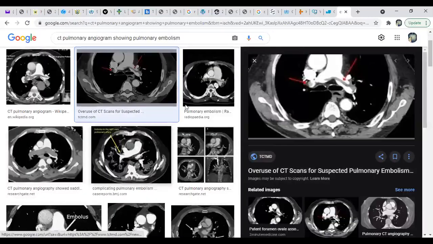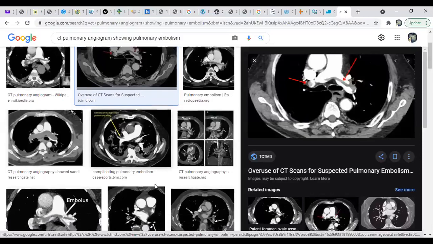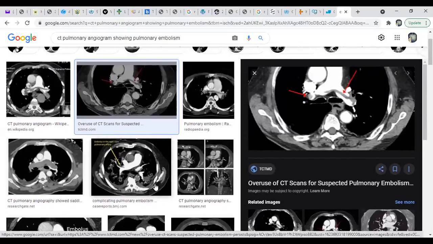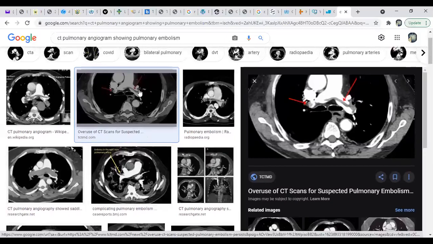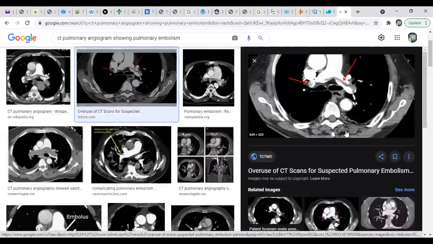Let me see if this is a good picture. It doesn't show it clearly here. Okay, this is perfect. So you can see that the dye has been introduced, okay? It has been introduced nicely inside here, and it's outlining it.